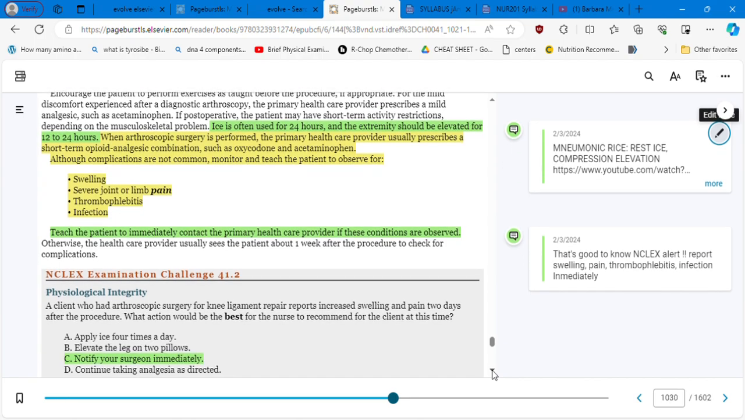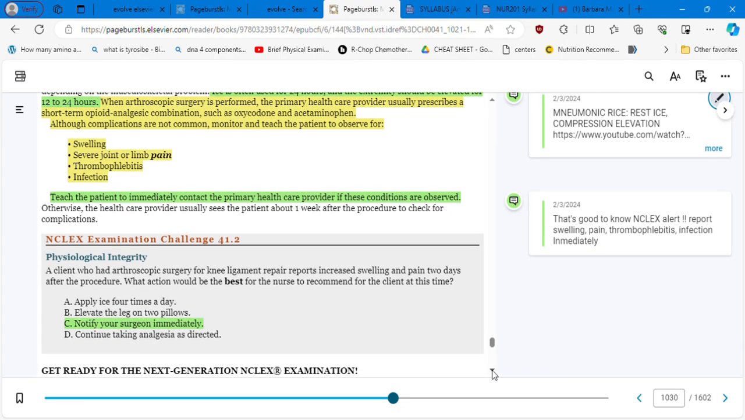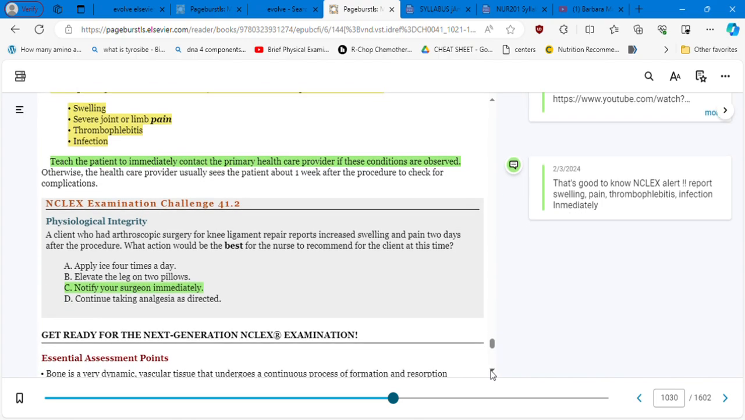Now, teach the patient to immediately contact the primary healthcare provider if these conditions are observed. That's good to know. NCLEX alert. Report swelling, pain, thrombophlebitis, infection immediately. That's good to know. Here, a client who had an arthroscopy surgery for knee ligament repair reports increased swelling and pain 2 days after the procedure. So he's reporting increased swelling and pain 2 days after the procedure. What action would be the best for the nurse to recommend for the client at this time?